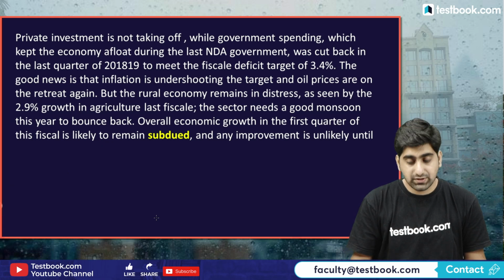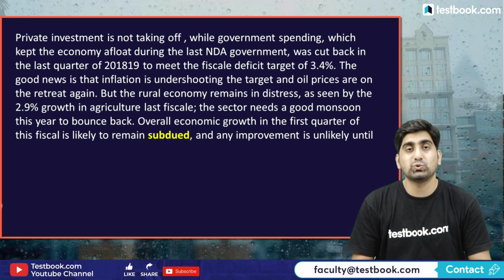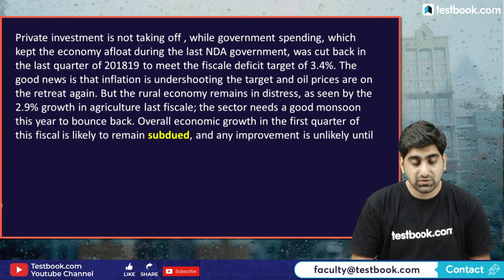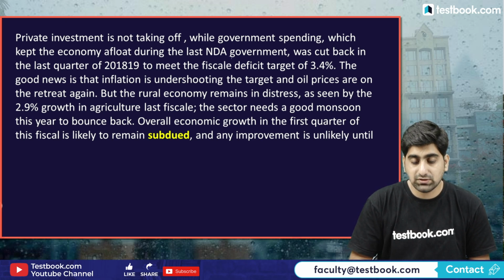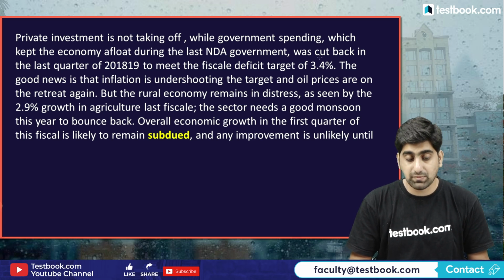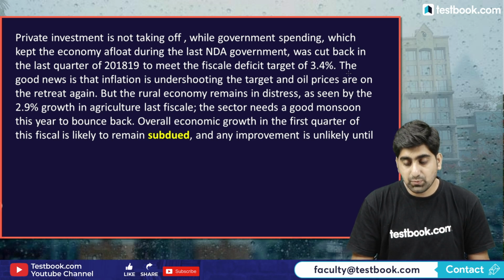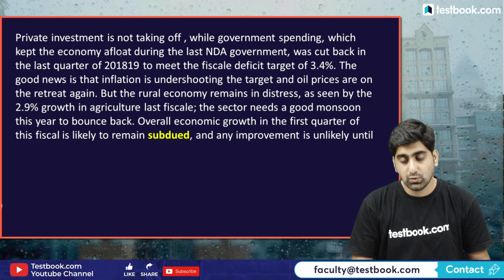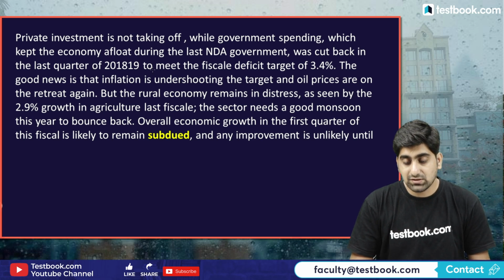And you can see how we can use this as a word in the language that we use. Coming on to the rest part, here I again have a word highlighted that is subdued, but before that we'll go through the article. It says private investment is not taking off while government spending, which kept the economy afloat during the last NDA government, was cut back in the last quarter of 18-19 to meet the fiscal deficit target of 3.4%. The good news is that inflation is undershooting the target and oil prices are on the retreat again, but the rural economy remains in distress.